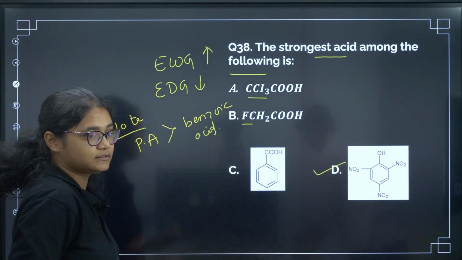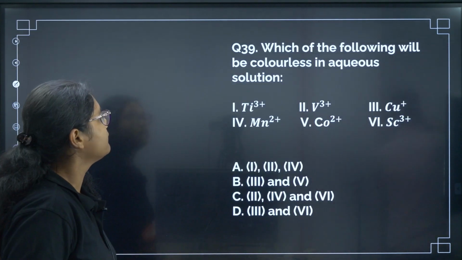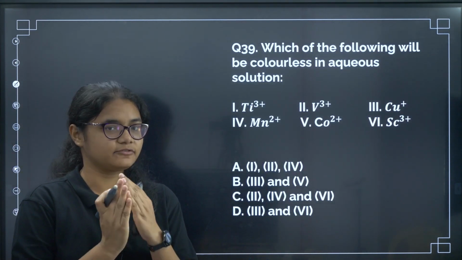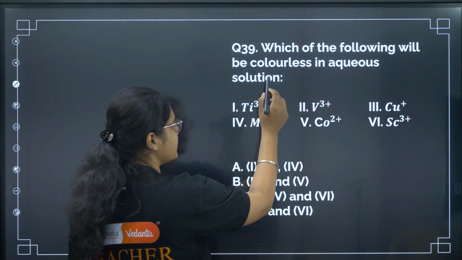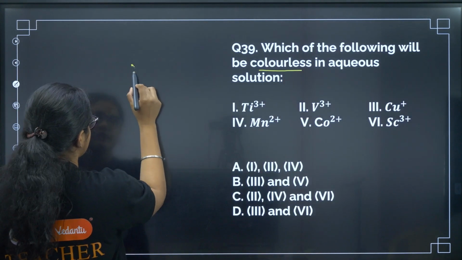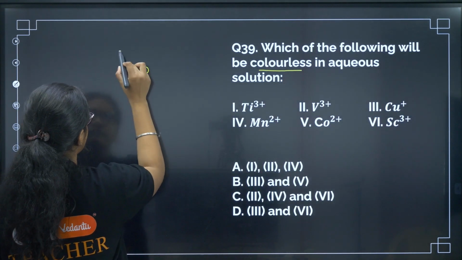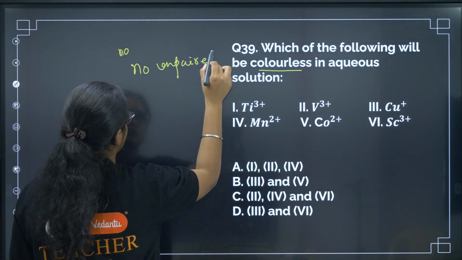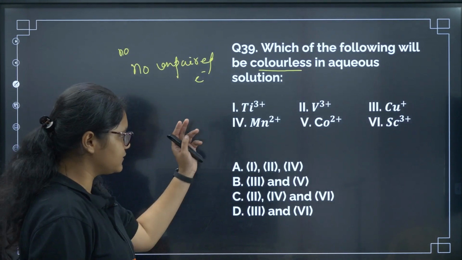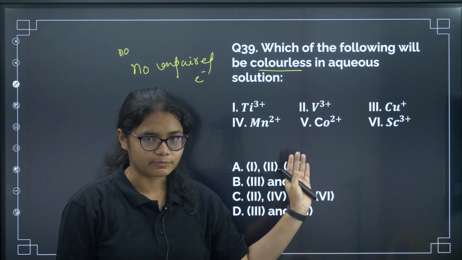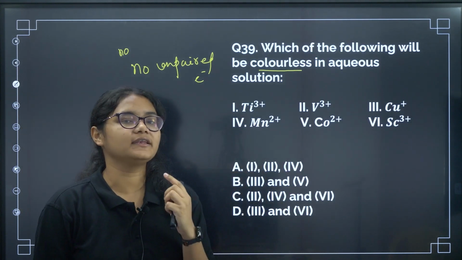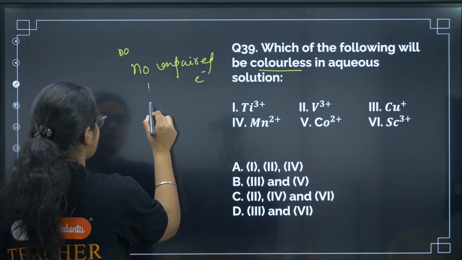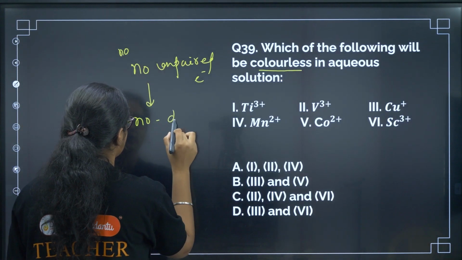Okay. Next question. Which of the following will be colorless in aqueous solution? Again an application based question from coordination chemistry. How to identify colorless? The condition for colorless is it should have no unpaired electrons. So we have to just check the electronic configuration of all the options, and if they do not have any unpaired electrons, it will be colorless. What is the reason for this? It is because if no unpaired electron, then no d-d transition.